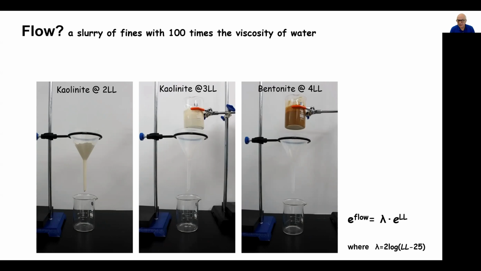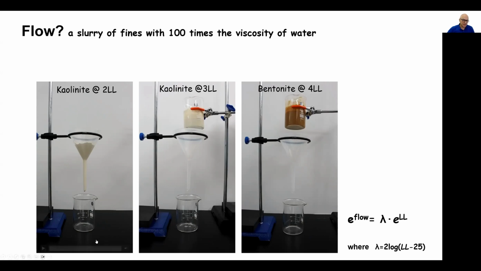So this is the way we turn around and say, let's assume that those fines are forming a suspension, and that the suspension is viscous enough to reduce the permeability by 2 orders of magnitude. In other words, the viscosity of the slurry is 100 times greater than the viscosity of water. What would be the void ratio of the fines at that point?